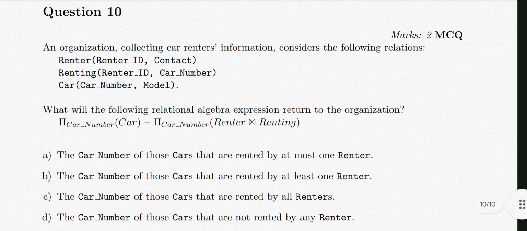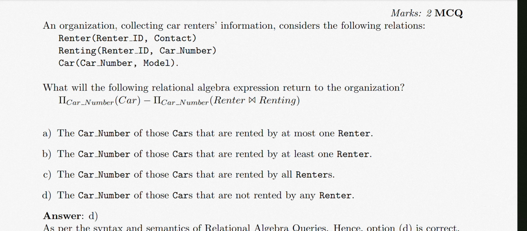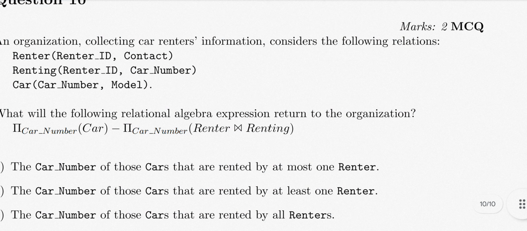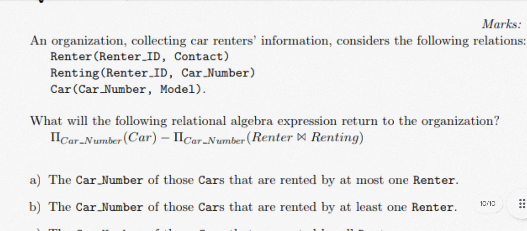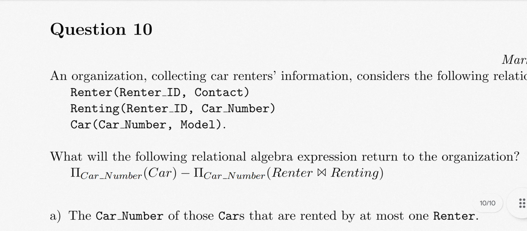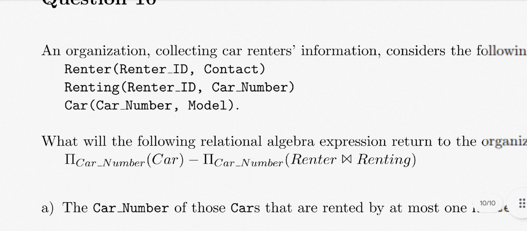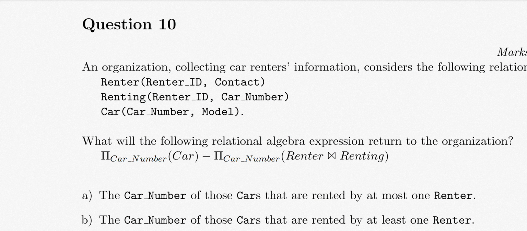Now moving on to question 10. What will the following relational algebra expression return to the organization? Let's start from the inner bracket. Render join rending, render comma rending. We have the common attribute render ID. So the table will be like render ID, contact, and car number. From that, project car number only.